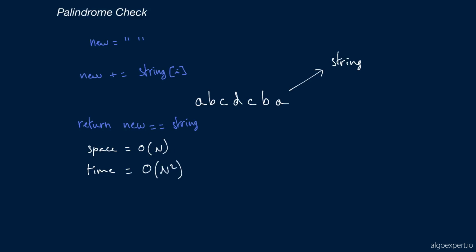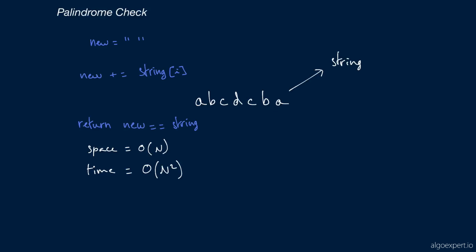Okay? So, how can we improve upon this? How can we make this better? Well, you might say, instead of creating a new string, let's just store everything in a list, in an array, and then at the end we merge, or rather join, the list into one string and then do the comparison. And that would be a perfectly valid approach.